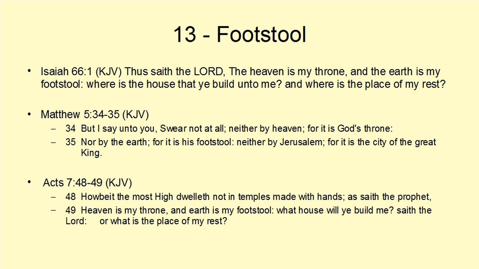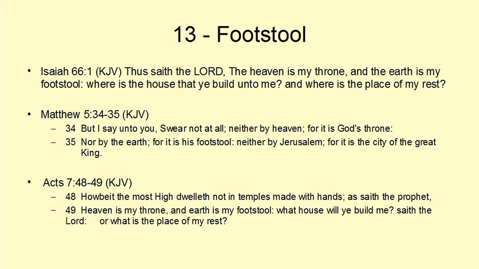Matthew 5:34-35. But I say unto you, swear not at all, neither by heaven, for it is God's throne, nor by the earth, for it is his footstool, neither by Jerusalem, for it is the city of the great King. Acts 7:48-49.